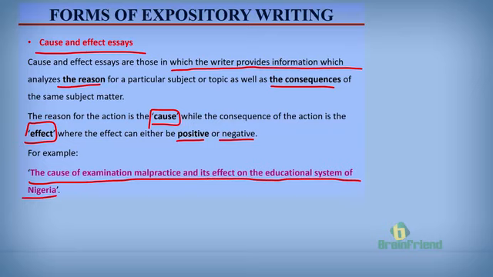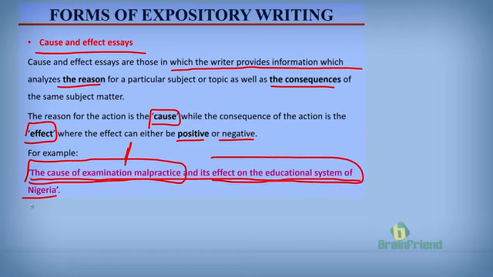Someone who intends to write on a topic like this would list out or discuss, first of all, the causes of examination malpractice and the effects that examination malpractice has on the educational system of Nigeria. So in this topic, the writer handles the cause of examination malpractice and the effect of examination malpractice on the educational system. So this is an example of a cause and effect kind of essay.